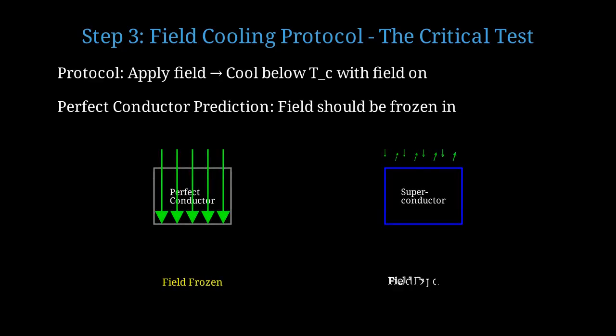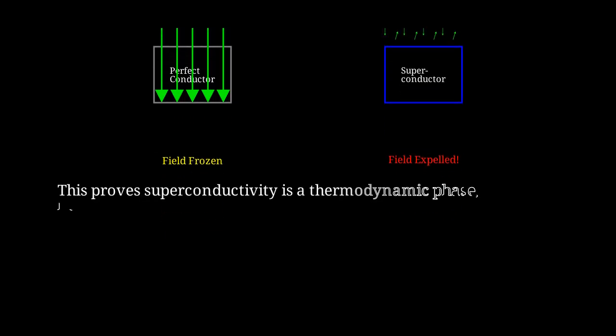Here's the stunning result. A perfect conductor on the left traps the magnetic field inside, but the superconductor on the right expels the field even during field cooling. This is completely inconsistent with perfect conductivity alone. This observation is profound. It proves that superconductivity is a distinct thermodynamic phase of matter, characterized by perfect diamagnetism, not merely a state of zero electrical resistance.